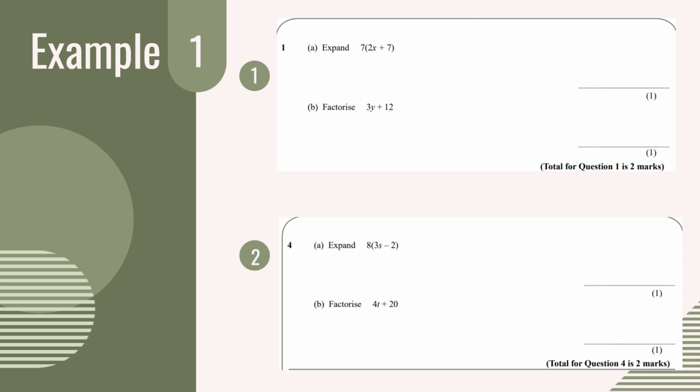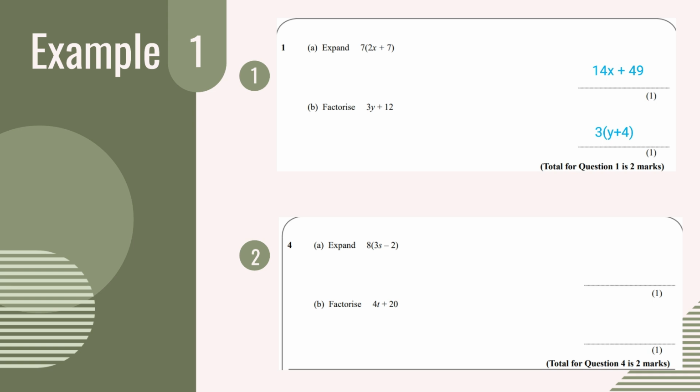Part A says expand 7 bracket 2x plus 7, so we simply times everything by 7 to get the answer of 14x plus 49. Factorise 3y plus 12, our highest common factor here is 3, so we then simply write 3 bracket y plus 4.